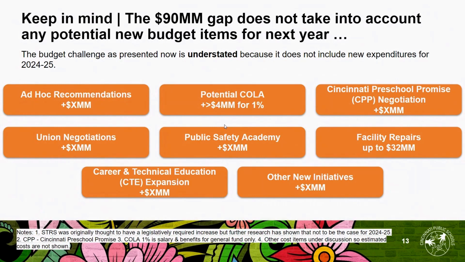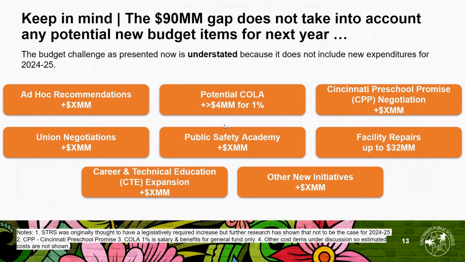And the other thing, just as an example, if we were to provide a 1% cost of living adjustment to staff next school year, that's a $4 million cost. Any other percentages beyond that are obviously a multiple of that $4 million, but we would have to find a way to absorb that cost as well. Lots of conversations right now are related to Cincinnati Preschool Promise. We also start negotiations with all of our union groups for the next contracts coming soon. Those may have additional cost as well.